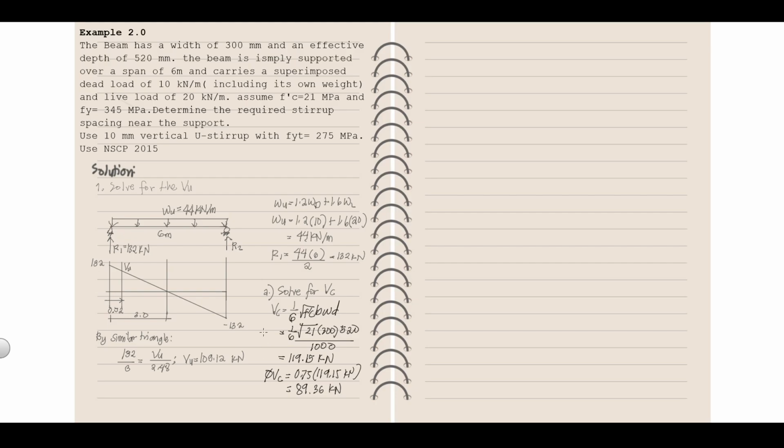But, before that, kailangan natin malaman kung papasok sa cross-sectional dimension checking itong VU. So, we need to solve first this value. Dapat masatisfy natin itong equation na to. VU must be less than or equal to phi VC plus 2/3 of square root of F prime C BWD. Tama? Okay, so to check that, we need to get the value of this. Lagay na lang natin sa kabila dito. That is 0.75.